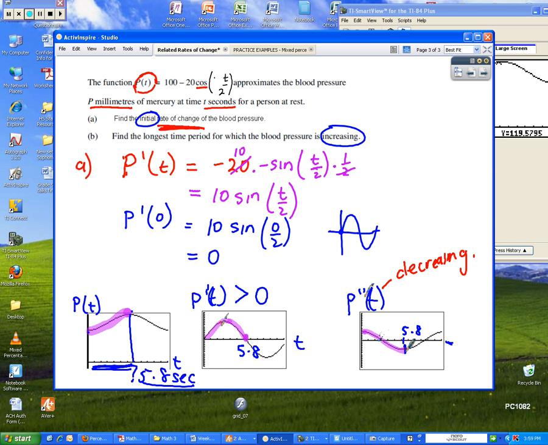Okay, so there's a couple of examples that I'd like you to have a look at. Be ready to talk about these in class next time.